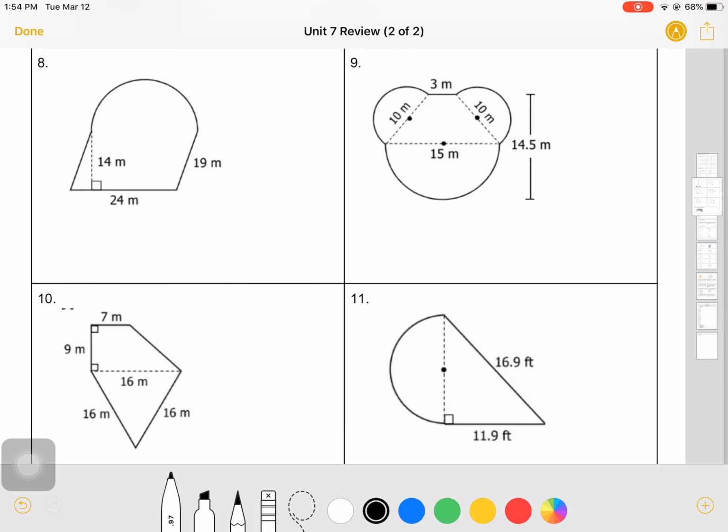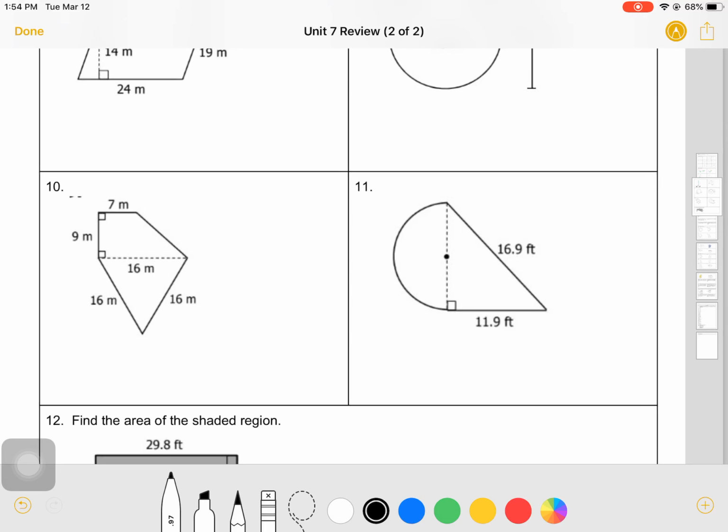On ones like 8 through 12, you're doing your compound area, so you're going to find the area of each individual part and then add them together. If we look at, for example, number 11, I have two regions. I have this half circle and I have the triangle. I would first identify your formula. So for example, my half circle, I'm going to do half of my circle formula. And for my triangle, I'm going to do my triangle formula, which is half base times height.